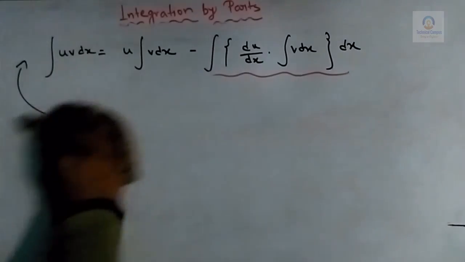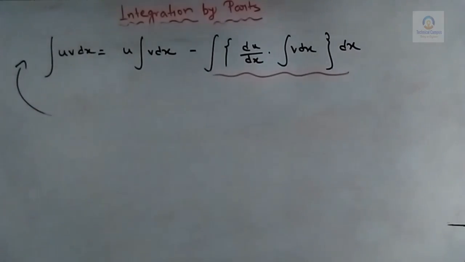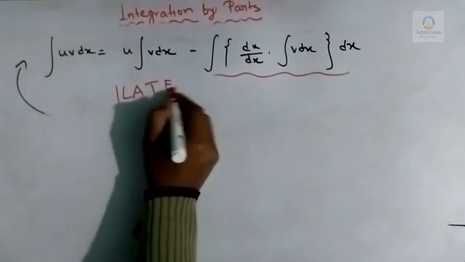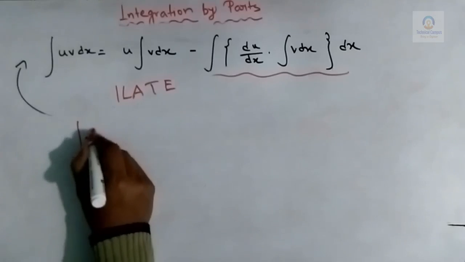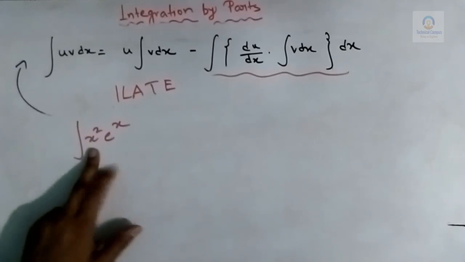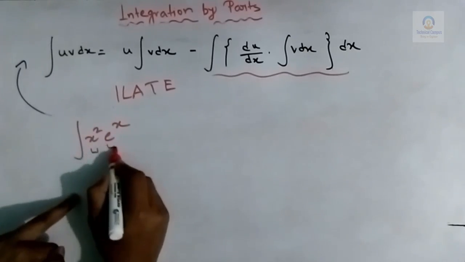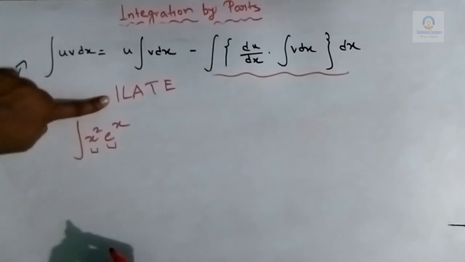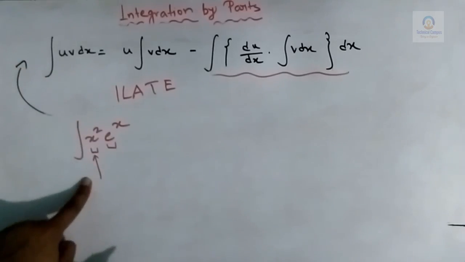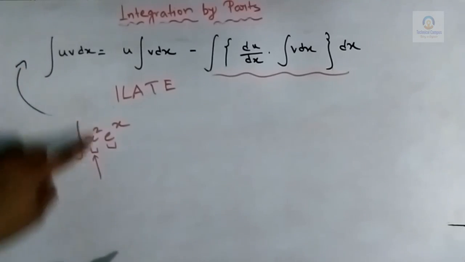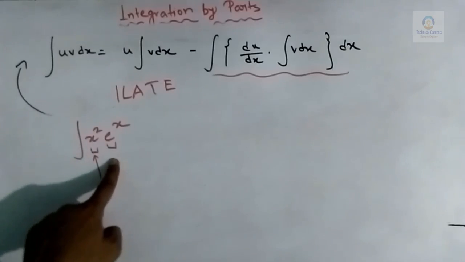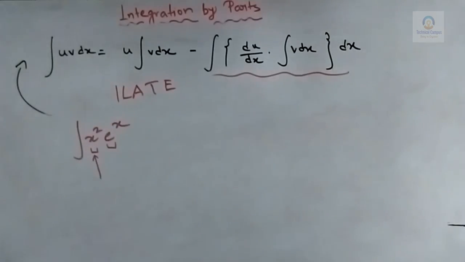Let us take more examples to learn the concept of LIATE. Suppose we want to calculate the integration of x square into e to the power x. There are two functions: one is algebraic and another is exponential. According to the rule of LIATE, we consider x square as the first function, because it is algebraic and comes first in LIATE, and e to the power x as the second function, that is exponential.